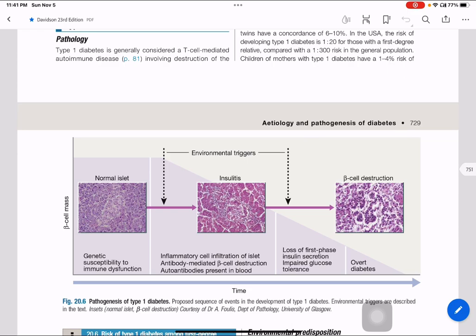So the people have genetic susceptibility to immune dysfunction. There is some antibody mediated beta cell destruction.